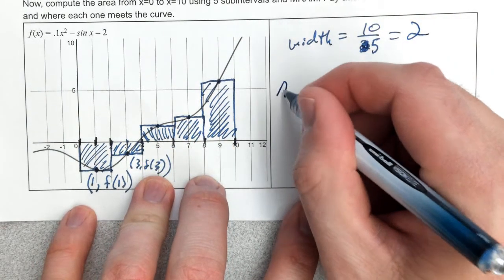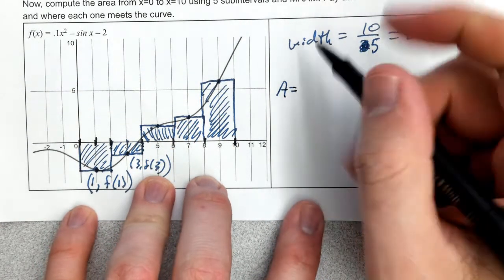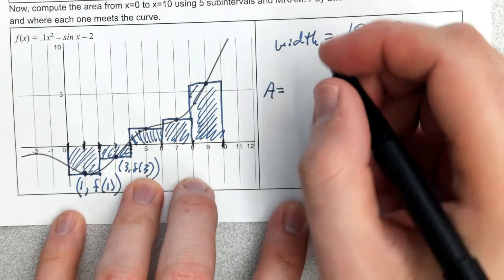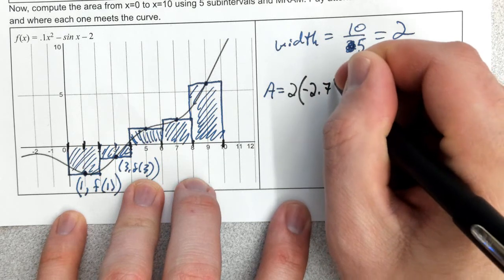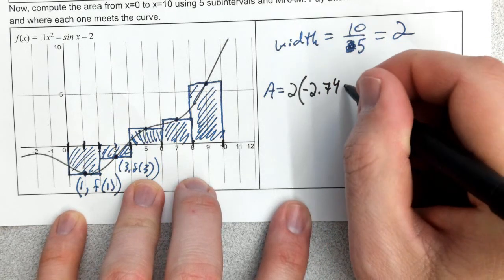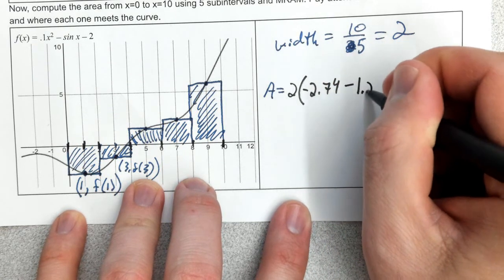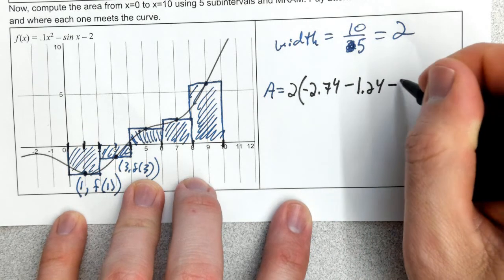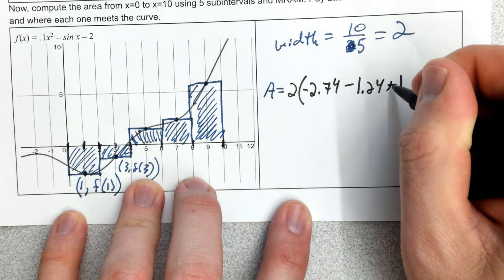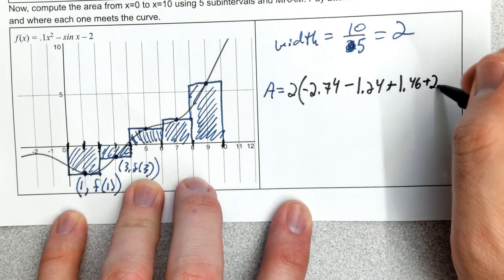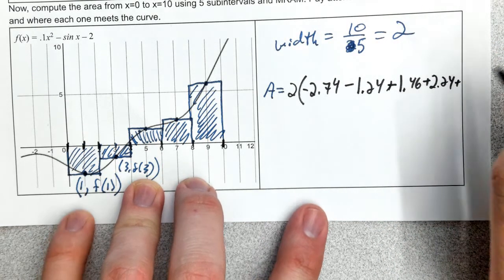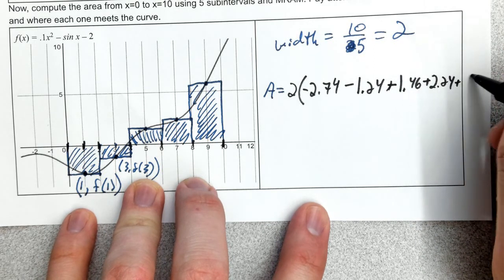And then the area is going to be negative 2 times negative 2.74 minus 1.24 plus 1.46 plus 2.24 plus 5.69.